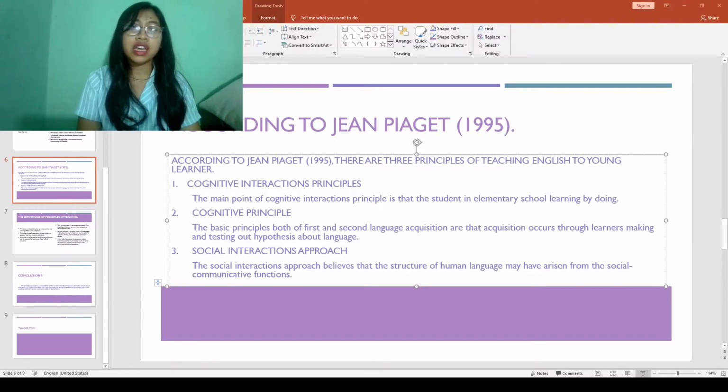Then, the second principle is the cognitive principle. The basic principle, for both first and second language acquisition, is that acquisition occurs through learners making and testing out hypotheses about language. Language acquisition involves the cognitive work of creative construction of the rules of the language.